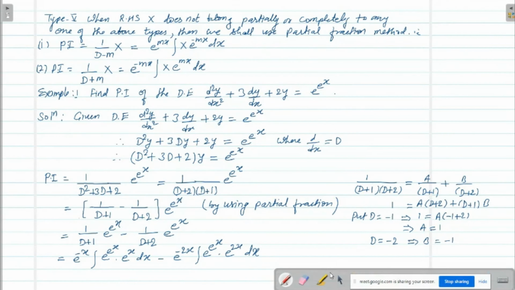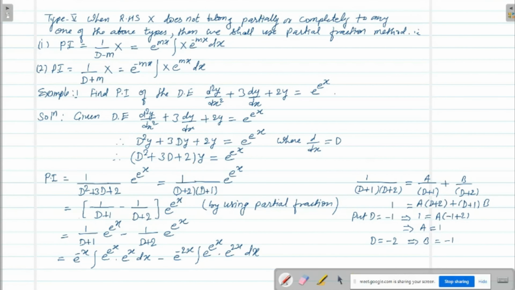Now what do I have to do? I have to integrate it. So let us write one more step. Just copy this in the next page, then you will understand it. So let us move to the next page first.